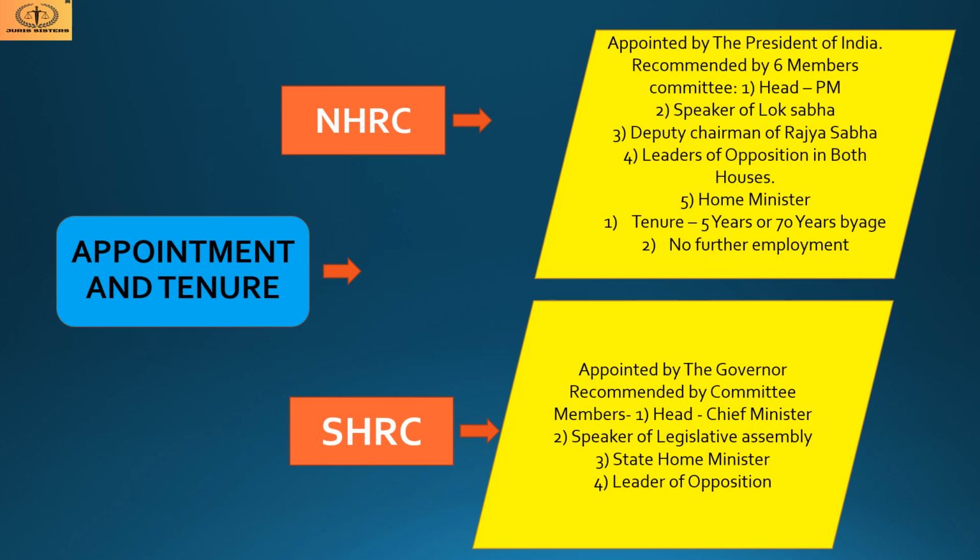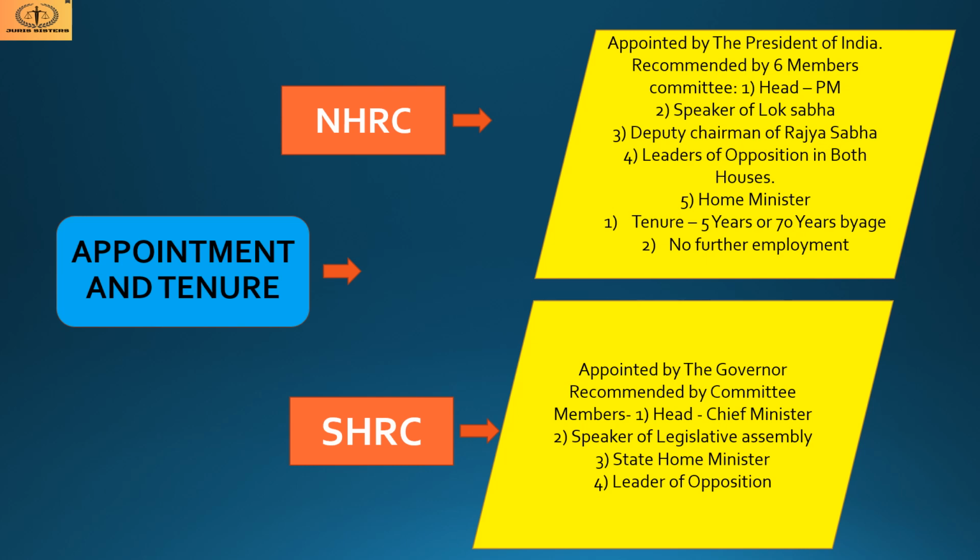The appointment is done by the President of India, recommended by the committee. And who are all the members of the committee? The head of the committee is the Prime Minister of India, the second member is the Speaker of Lok Sabha, the third member is the Deputy Chairman of Rajya Sabha, the fourth members are the leaders of opposition in both the houses, and the fifth one is the Home Minister. The tenure of the NHRC is 5 years, or till the person attains the age of 70 years. There is no further employment in the commission.